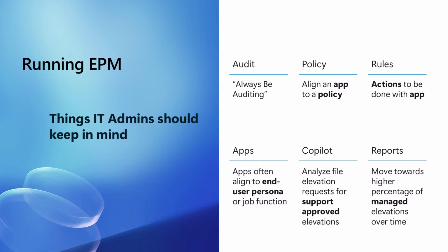So always be auditing. Yeah, in your auditing, you'll see managed versus unmanaged elevations. Managed basically means that EPM handled the elevation. It means that someone didn't right-click, run as admin, and enter some other admin credentials that they have. It means that someone didn't use some other sort of elevation tool in order to facilitate that elevation. Managed means that EPM handled it. Unmanaged means it was an elevation that took place outside of the bounds of EPM.